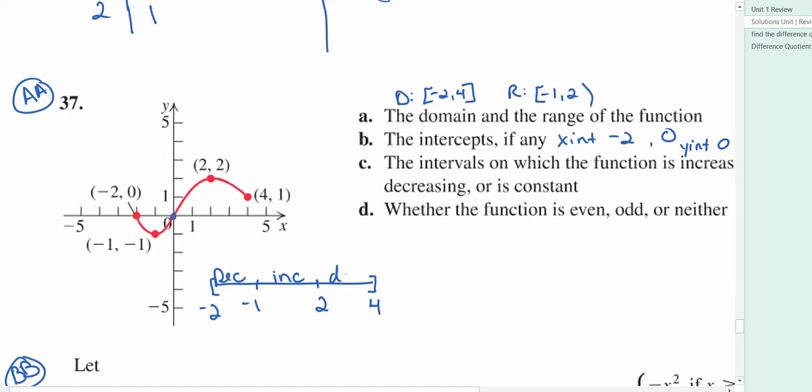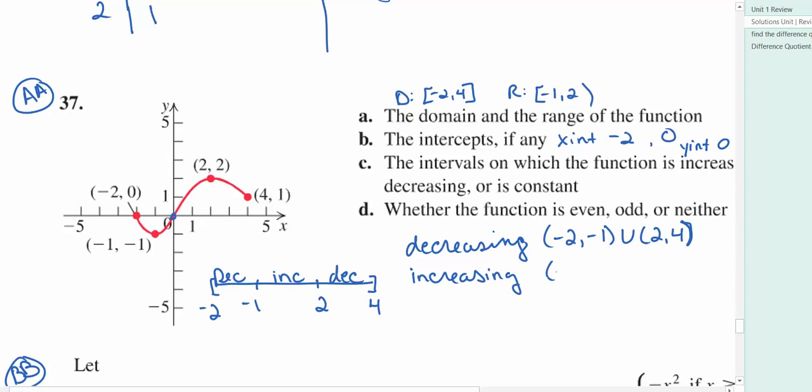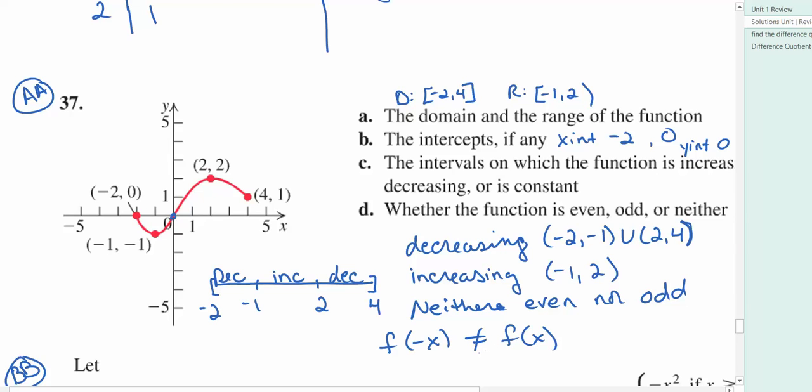So we could say that it's decreasing from negative 2 to negative 1, union 2 to 4, and that's an open parenthesis. And it's increasing from negative 1 to 2. Okay? And this function is neither even nor odd. That's because if you look at f of negative x, that is not equal to f of x, which if it were equal, that would make it even, and it's not equal to the opposite of f of x, which would make it odd. So this function is neither even nor odd.